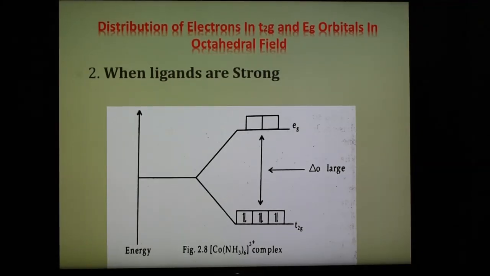Consider the distribution of the six d electrons of Co3+ ion in the complex hexaamminecobalt(III), which contains a stronger ligand. The distribution of electrons is T2G6 EG0. Complexes like hexaamminecobalt(III), which contain strong ligand, are called strong field or high field complexes. In the formation of such a complex, delta O is greater than P, where P is the pairing energy.